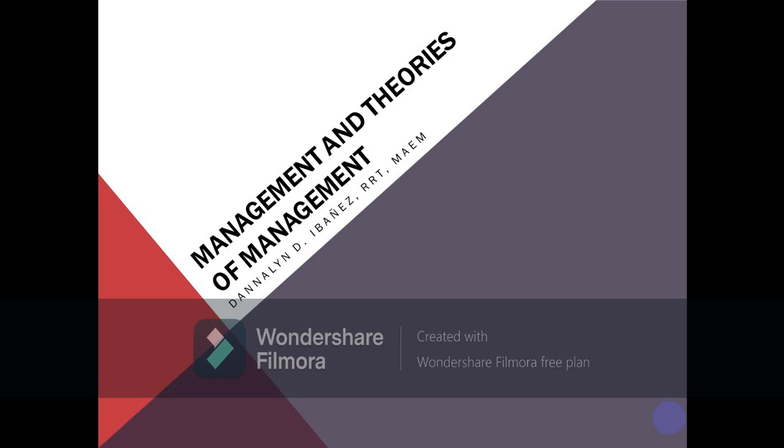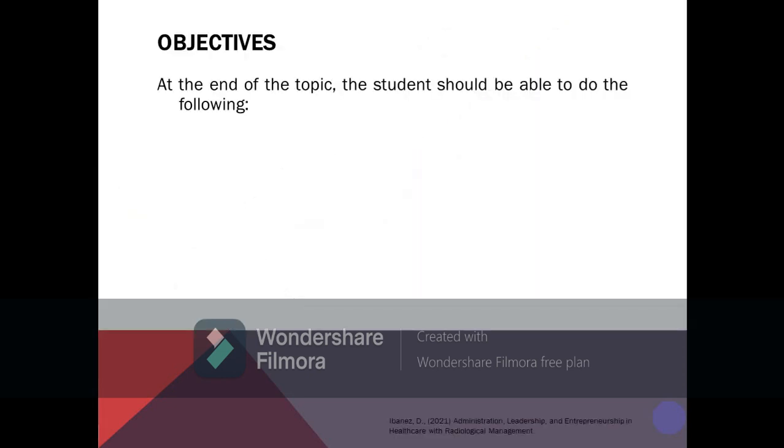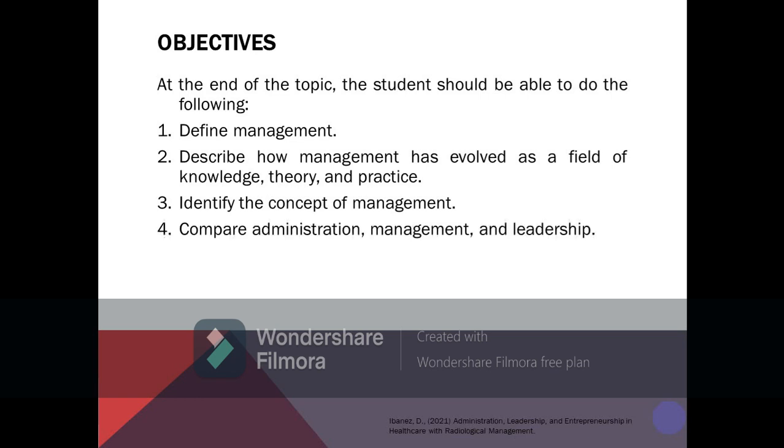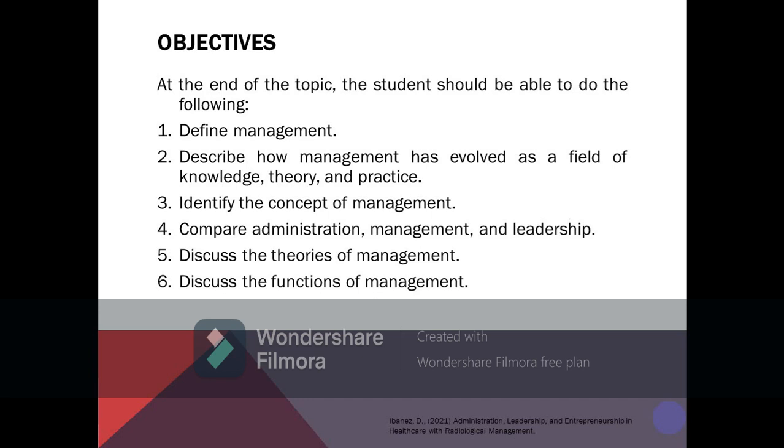Good day, everyone. Today we are going to discuss what is management and its theories. Our objectives are to define management, describe how management has evolved as a field of knowledge, theory, and practice, identify the concept of management, compare administration, management, and leadership, discuss the theories of management, and discuss the functions of management.